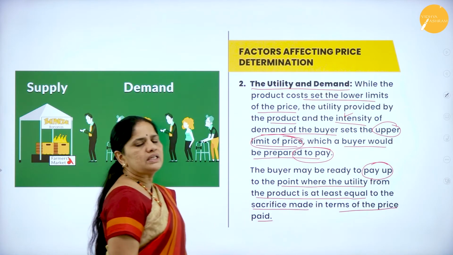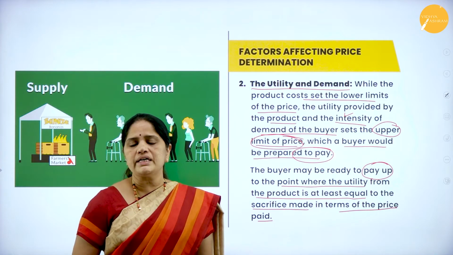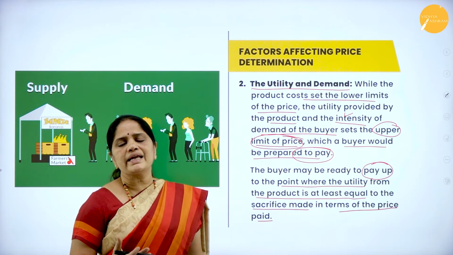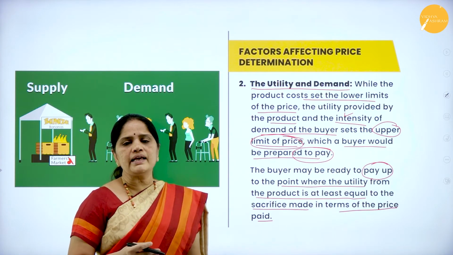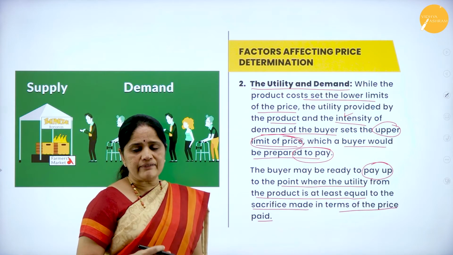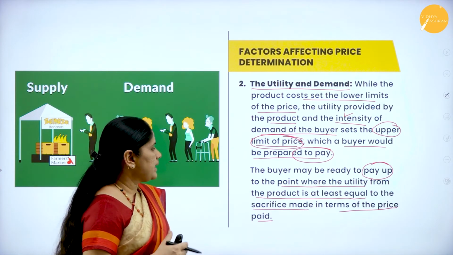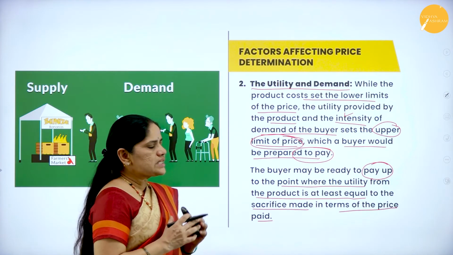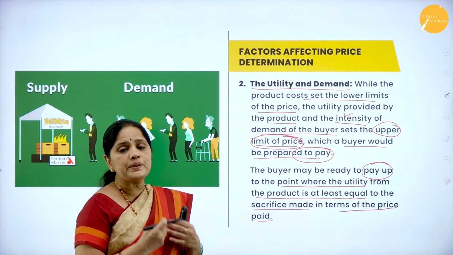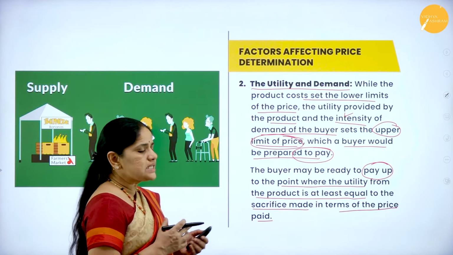paid. So we all know that the product has three types of benefits, that is the functional benefit, psychological benefit and the social benefit. So whenever a customer is making a purchase, he will be looking into all these kinds of benefits and then he will be paying the money for that product. So whenever he purchases a product, he will be looking into all the benefits and then he will be ready to part with the money. So the sacrifice made in terms of money should be equal to the satisfaction he derives from using that product. So this is the second important factor in price determination.